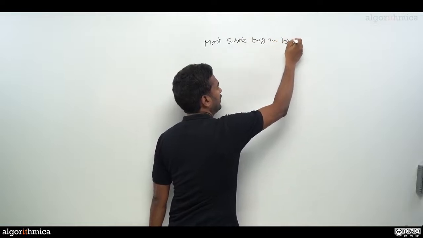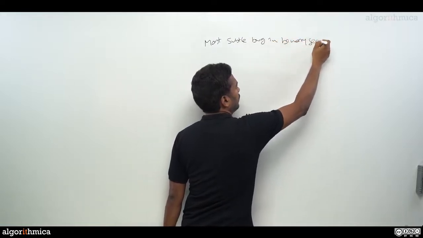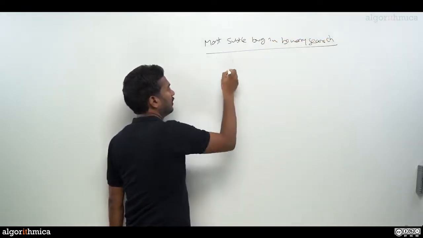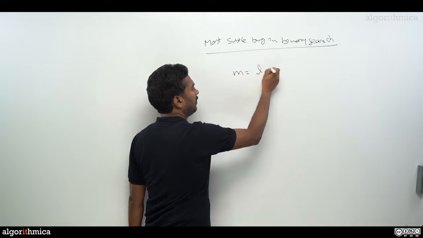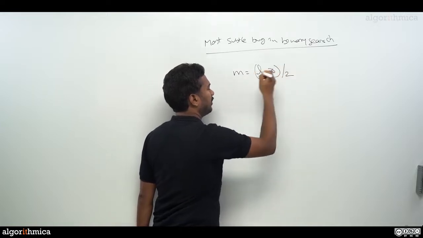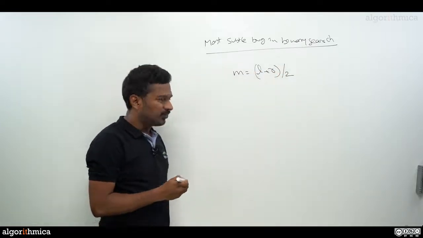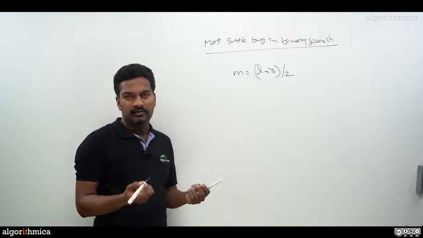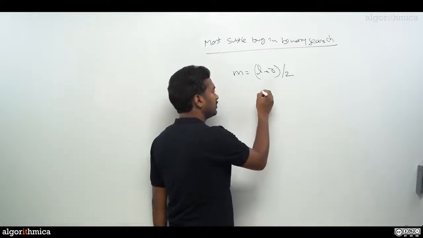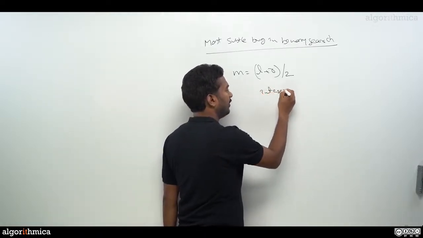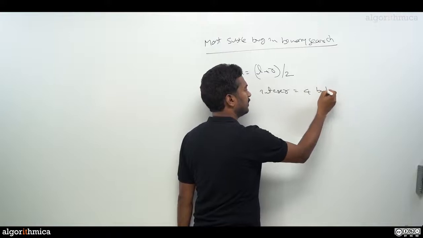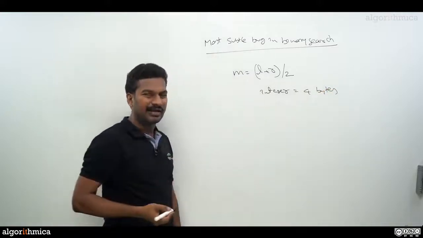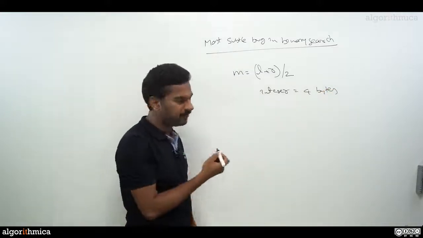In binary search, m equal to L plus R by 2 is causing trouble. Now, why is it? In Java, an integer takes 4 bytes. So an integer normally takes 4 bytes. In other languages it can vary slightly, but the essence is the same.